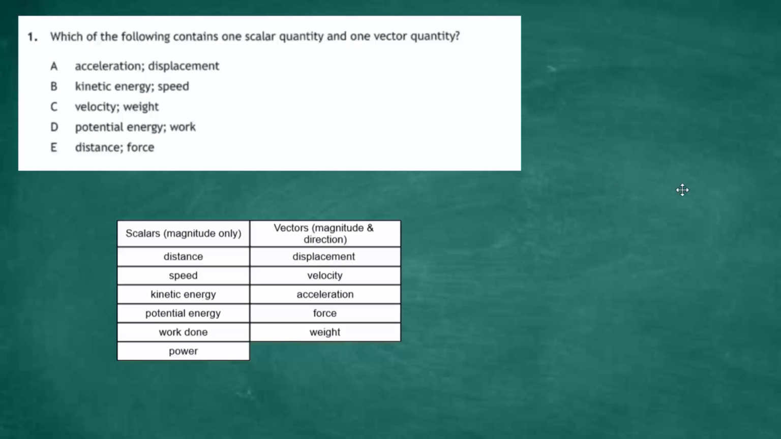Remember, a scalar has just got a magnitude only. It's a quantity that just needs a number to describe it, magnitude. And vectors, they're a special quantity that needs magnitude and direction to fully describe them. And there's a table there.